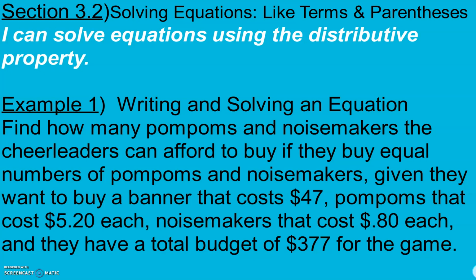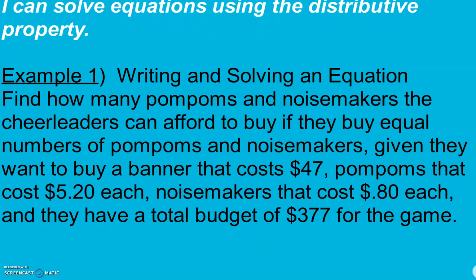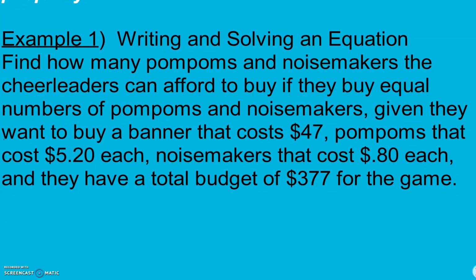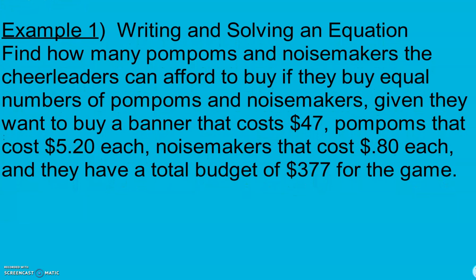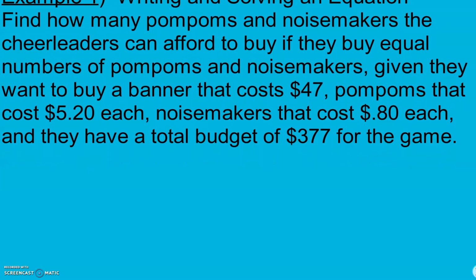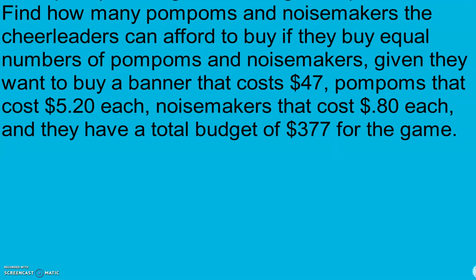We want to find how many pom-poms and noisemakers the cheerleaders can afford to buy if they buy equal numbers of pom-poms and noisemakers, given that they want to buy a banner that costs $47, pom-poms that cost $5.20 each, noisemakers that cost 80 cents each, and they have a total budget of $377 for the game. And this is all based off the school spirit problem on page 125.